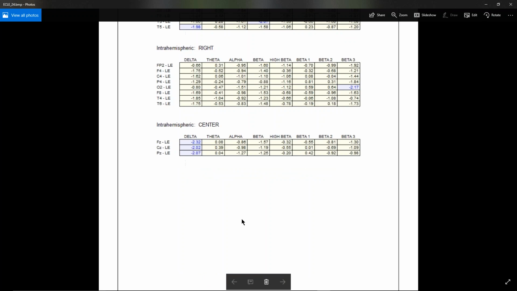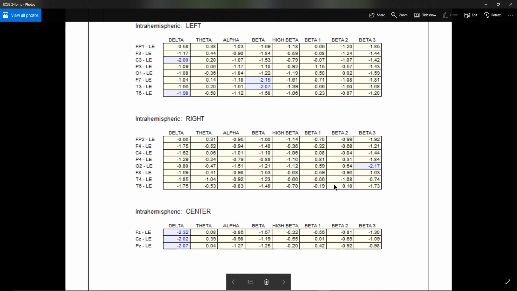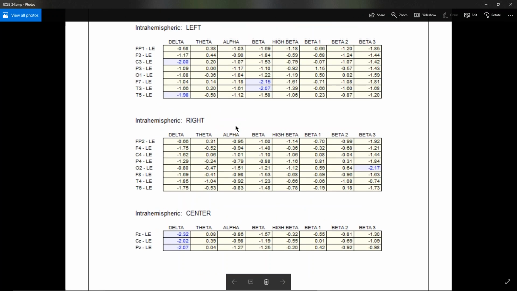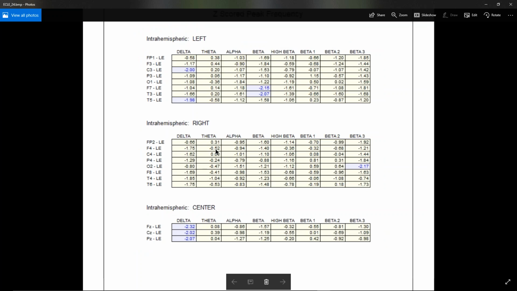So here's our peak frequency display as a statistical value. And so we can see that the peak alpha frequency is slow by around a standard deviation in most locations, although it's not quite as slow as I would expect it to be. The beta peak frequency is also slow, in some cases by a couple of standard deviations. The delta peak frequency is also slow. Pretty much everything is slow, slower than it should be. So everything's shifted to the slower frequency value.